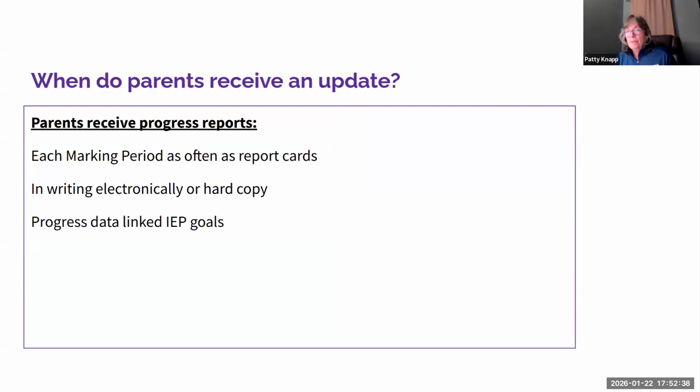When do parents receive an update? So parents receive progress reports each marking period, which is as often as report cards, in writing electronically or hard copy, and progress data is linked to IEP goals. And also, what's not on here, there also could be linked to transition goals if it's a transition student. We don't have a sample for that at this time.